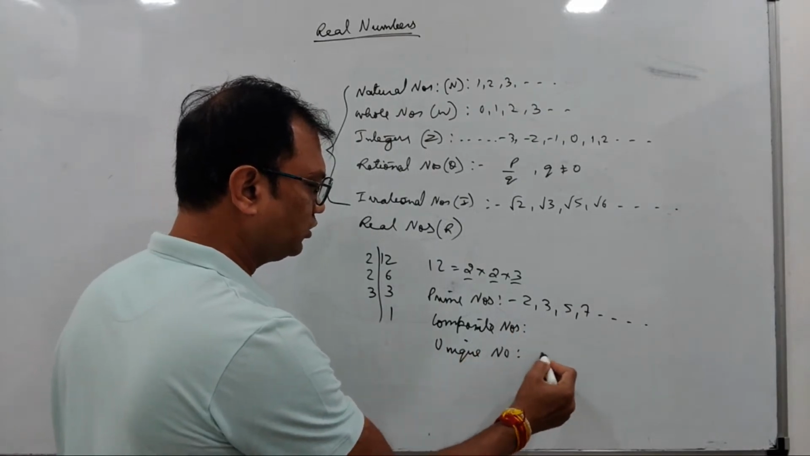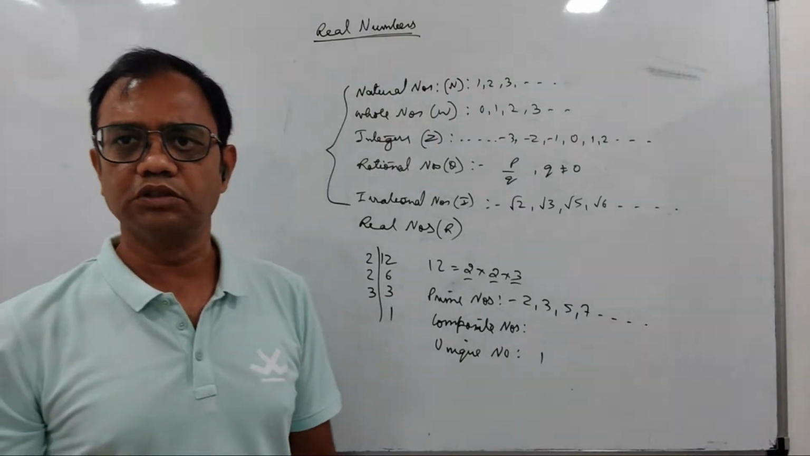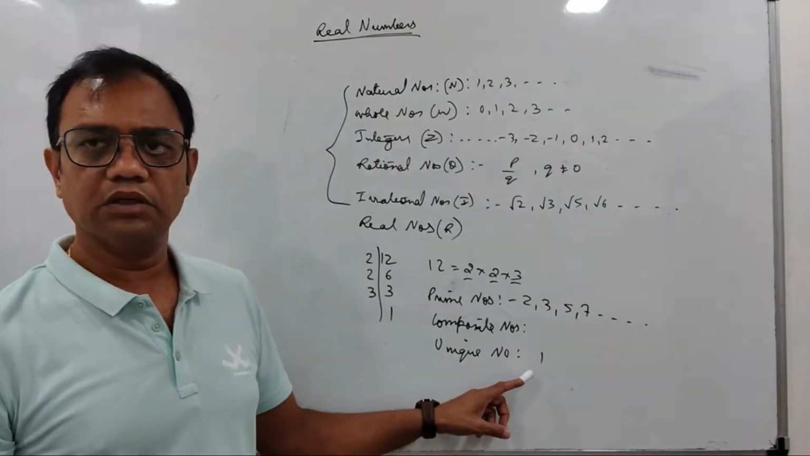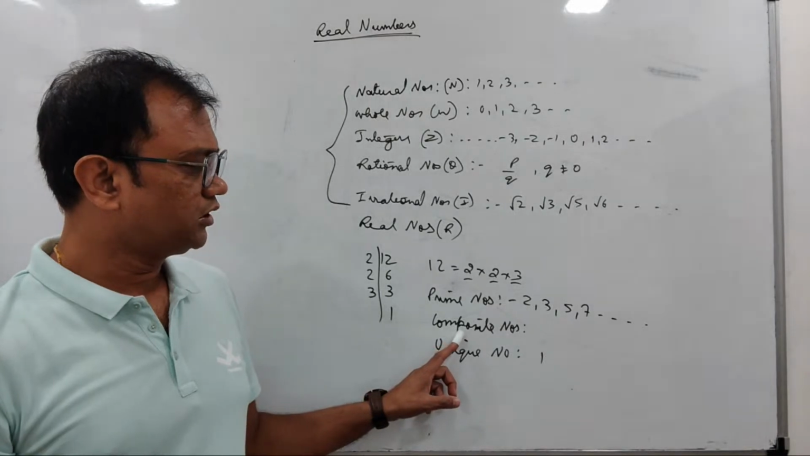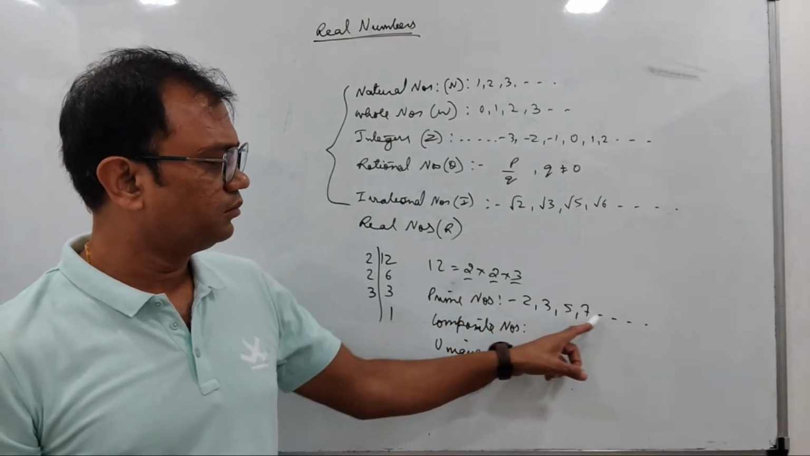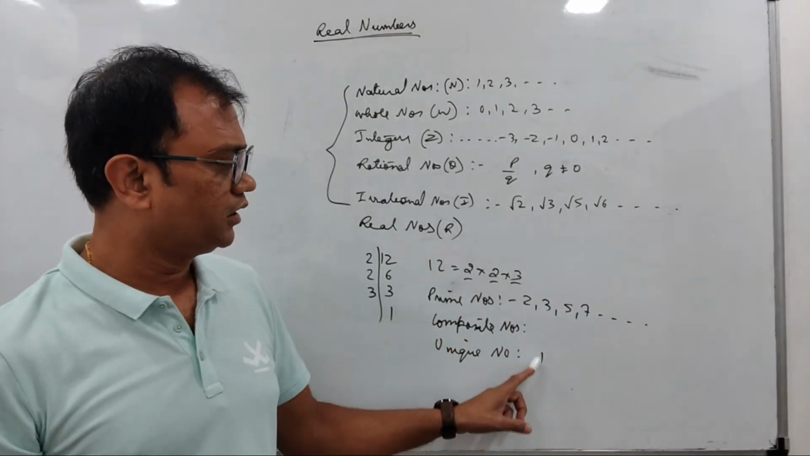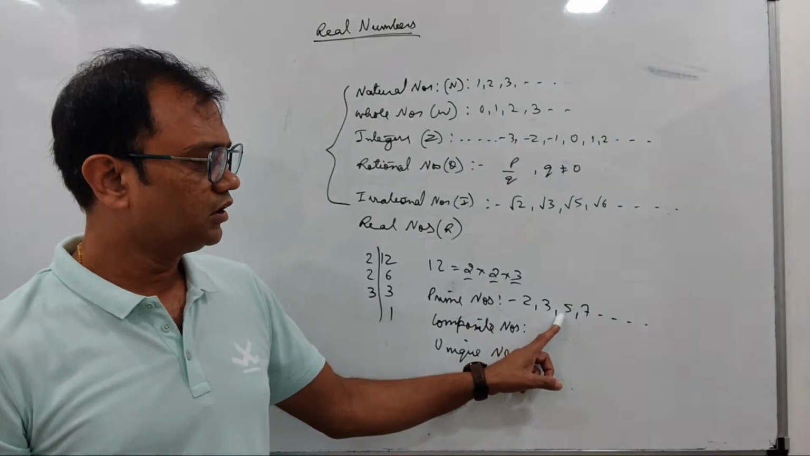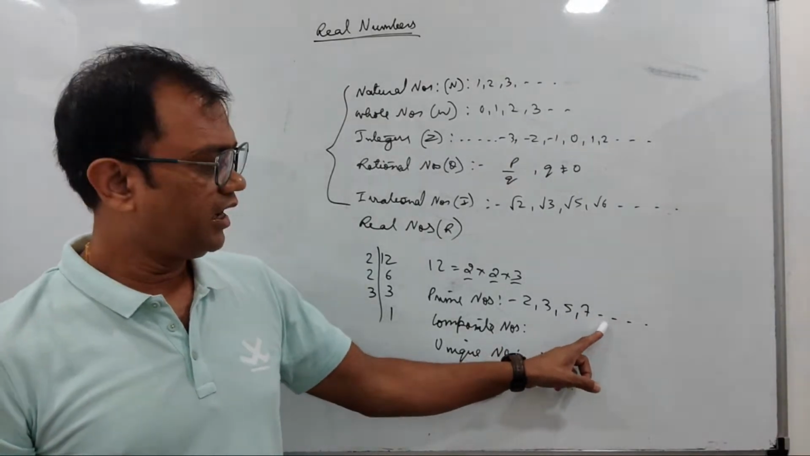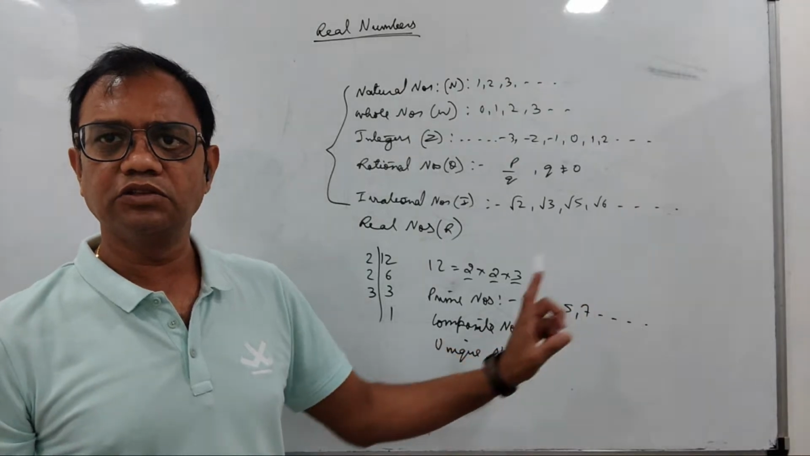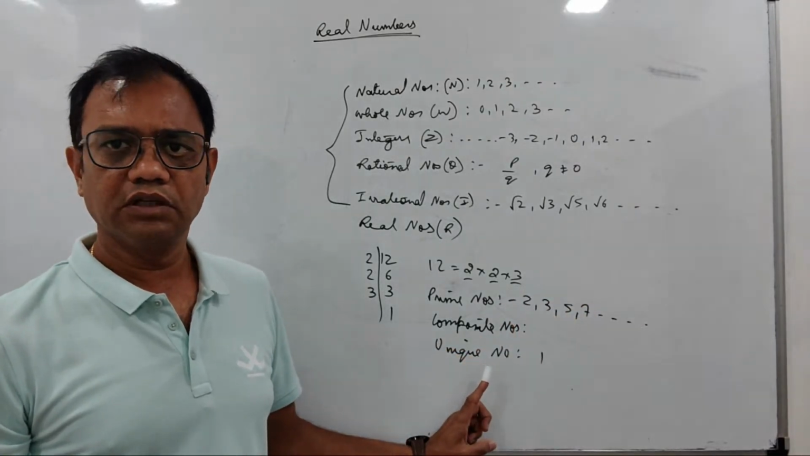It is not included in prime as well as composite. So 1 is a unique number. Therefore composite numbers can be any other number apart from 1 and prime. So we can call them 4, 6, 8, 9, 10, 12 and so on. They are all composite numbers.